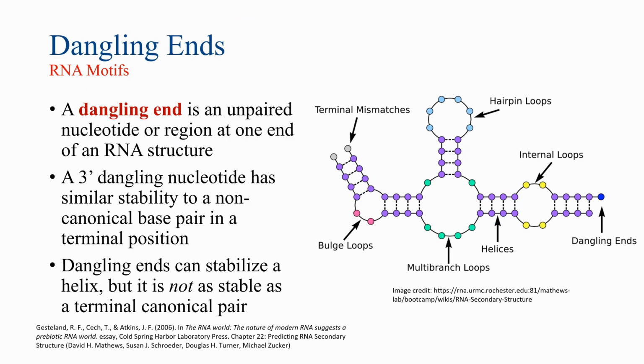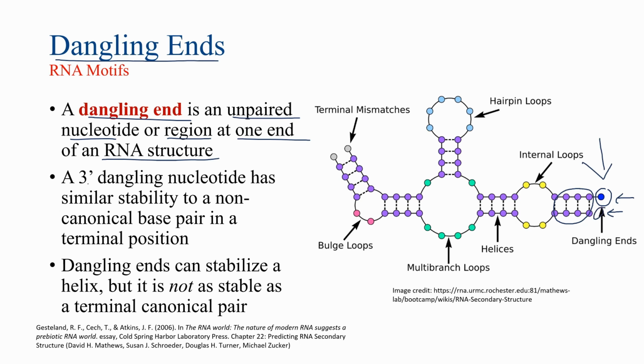Another type of RNA motif is the dangling end. A dangling end is an unpaired nucleotide or region of nucleotides at one end of an RNA structure. For example, if you take a look here, you can see that you have helices present here, but at the very end, you have a nucleotide that is unpaired, meaning that there is no base pairing with another nucleotide or another nitrogenous base in this strand.